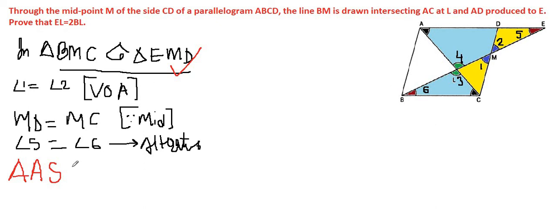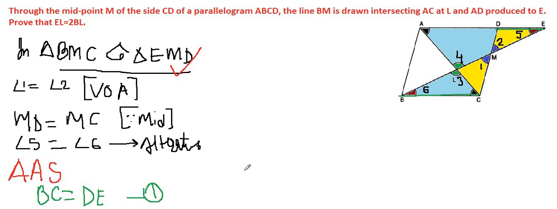Therefore, by using CPCT, we can say that side BC will be equal to ED, because if two triangles are congruent, then their corresponding parts will also be equal to each other. Therefore, BC of the first triangle will be equal to the base of this triangle, which is DE. Let us call this equation 1.